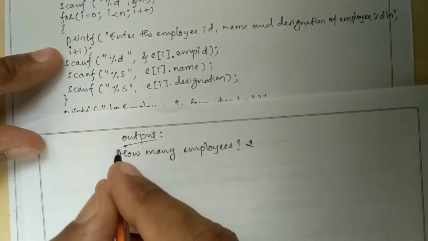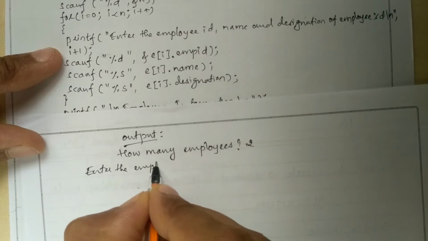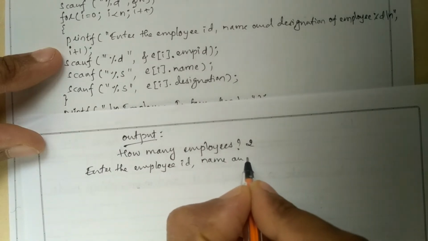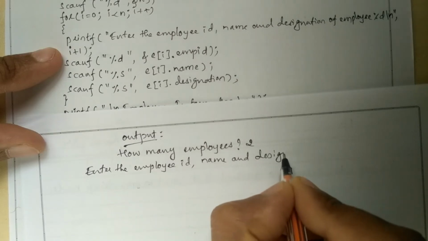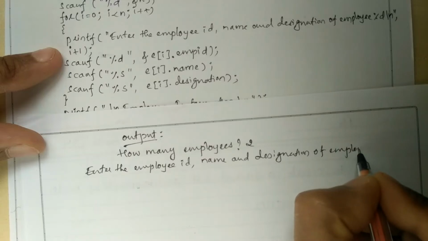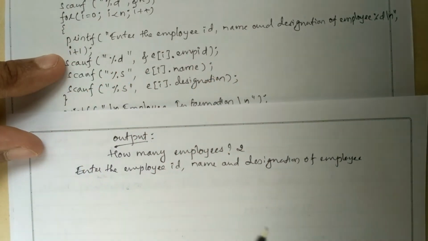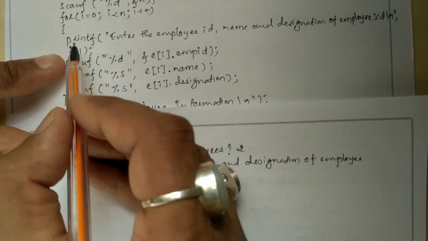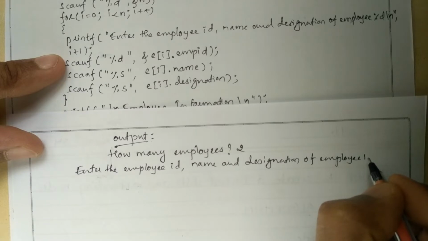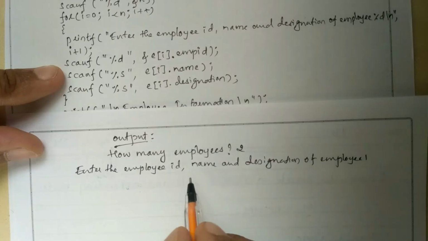enter the employee ID. So it is going to print enter the employee ID, name, and designation of employee. %d is associated with i plus 1. So i plus 1 for the first time, i is 0, 0 plus 1 is 1. So it is going to print employee 1. Okay, next. So scanf, we are going to receive first employee ID.